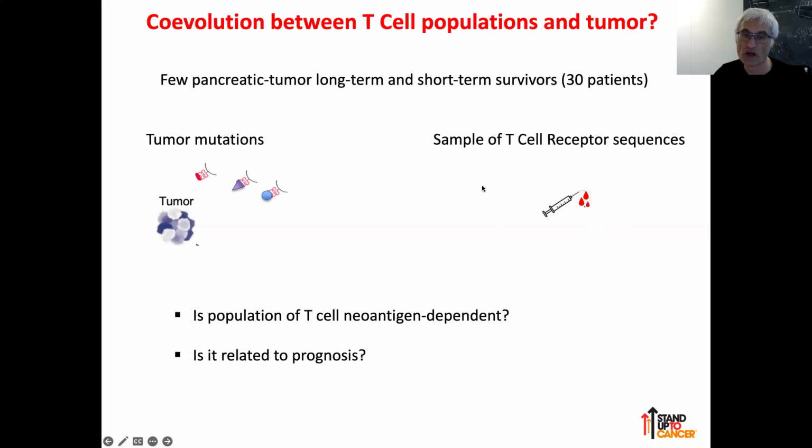of the patient. And one of the questions we were asking is whether there is any kind of evidence for the fact that the T-cell repertoire was actually linked to the tumor mutation. So was the population of T cells tumor dependent, neoantigen dependent, and is there any relation between this and the prognosis?